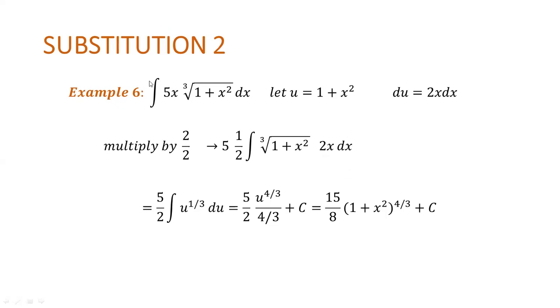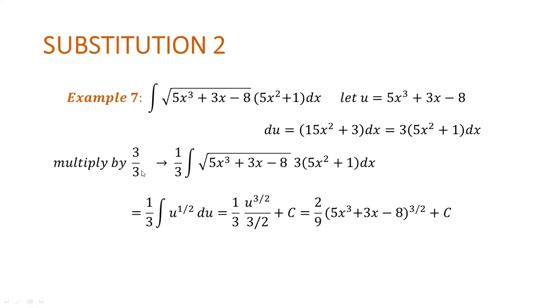You put the 5 outside. You place the 5 outside, so you will have 5 times 1/2 already, because this 2 is paired with the x to complete the derivative of your u. So your 5/2 now will be multiplied to the answer of this integrand if you use power rule. So you have u raised to 1/3 plus 1, that would be 4 over 3, over 4 over 3. So this 4 over 3 will multiply to 5/2, that would be 15 over 8. And that u is 1 plus x squared, and you just simply copy the exponent 4 over 3. Okay?